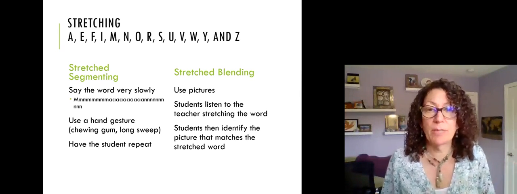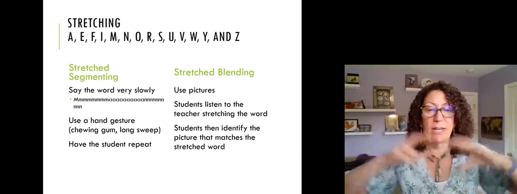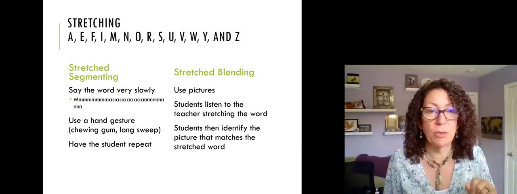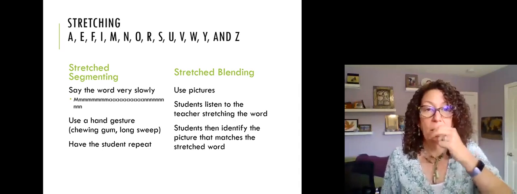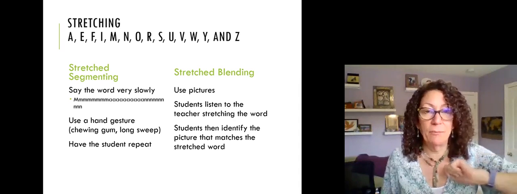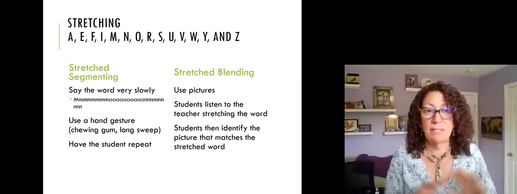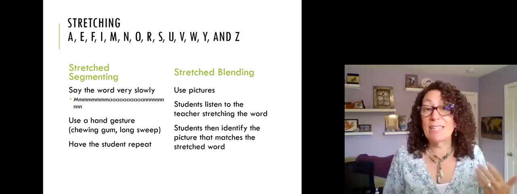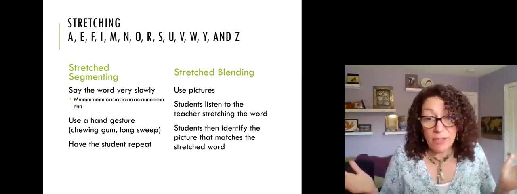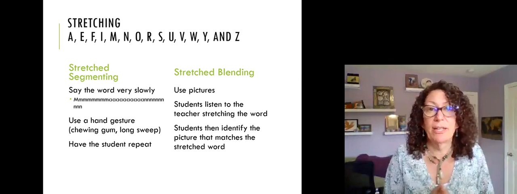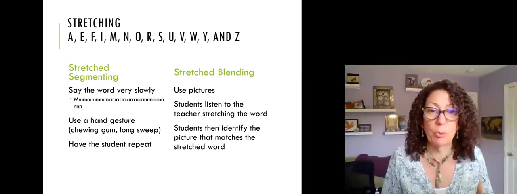And then we're going to talk about stretched blending on the next. So we're going to take all of that and identify the word. So I might tell you the word man. Now let's say man as slowly as we can. Man. Or lamb. Okay? That's stretching. That's segmenting. And that's the kind of wordplay that we do with kids. Notice there were no visual aids for that. There were no letters that you needed to look for. That is something you could do in circle time or in your center without any materials at all, except a list of words that you're going to work on.